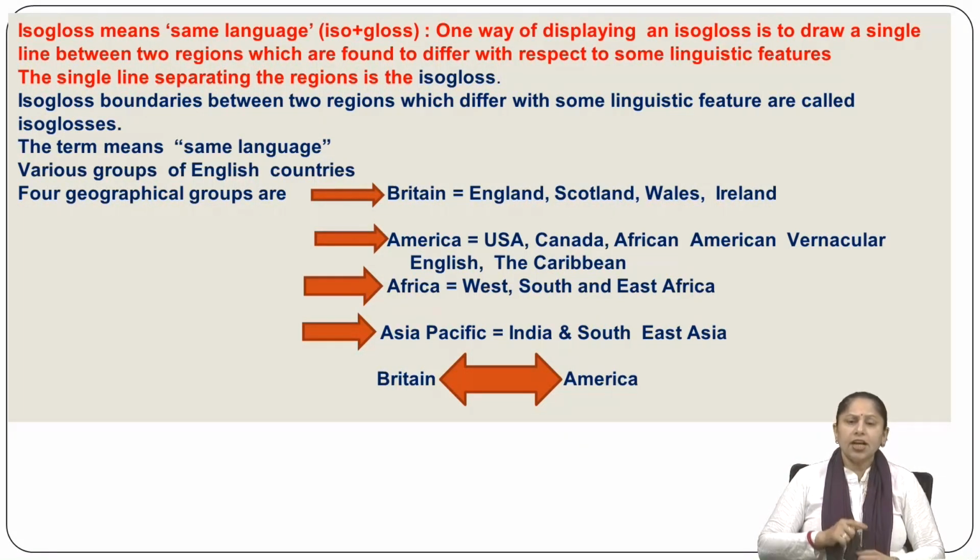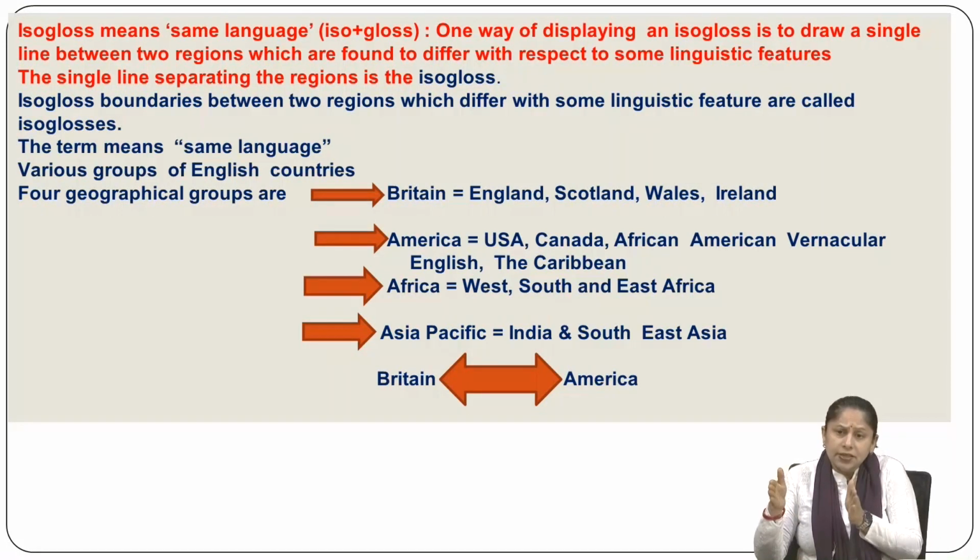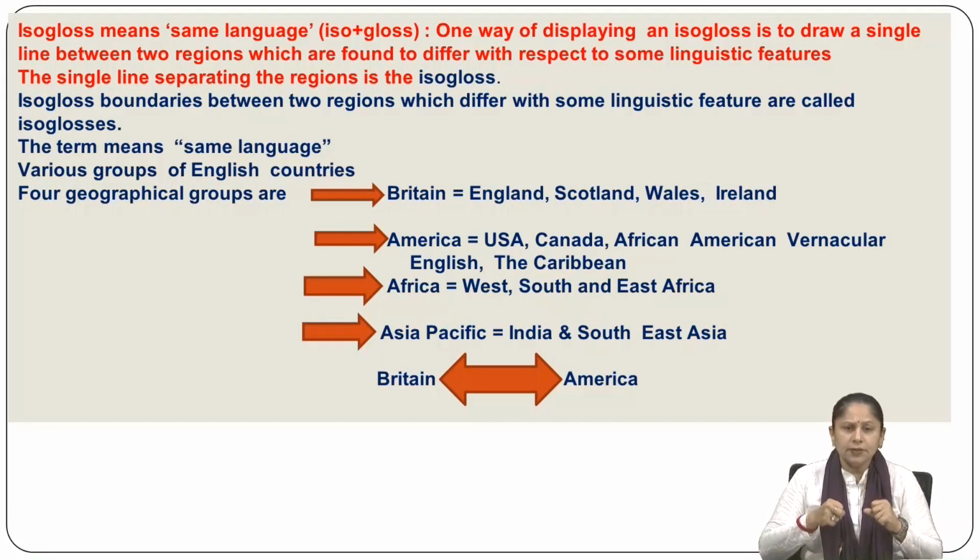Africa, West Africa, South Africa, and East Africa, all these come under a similar category, and that is why they are known as West African, South African, and East African regional language. That would be the same single language, that is African English. Asia Pacific comes under the category of India and Southeast Asia. They are utilizing one single similar kind of English which is found in the Asian countries.